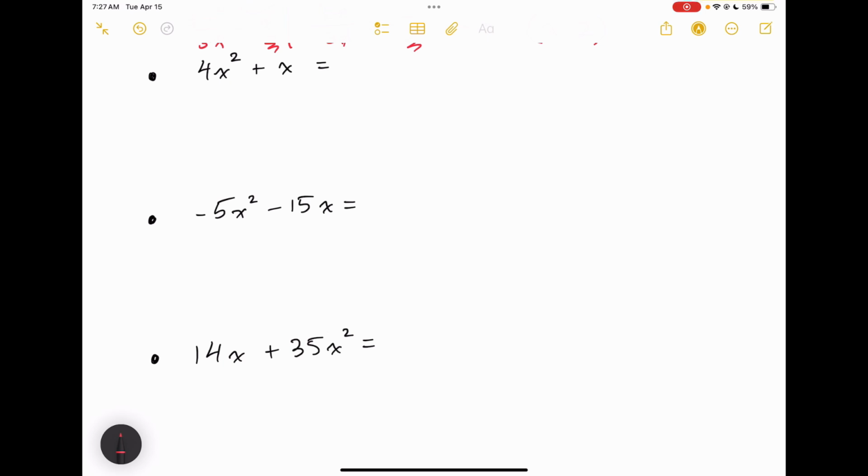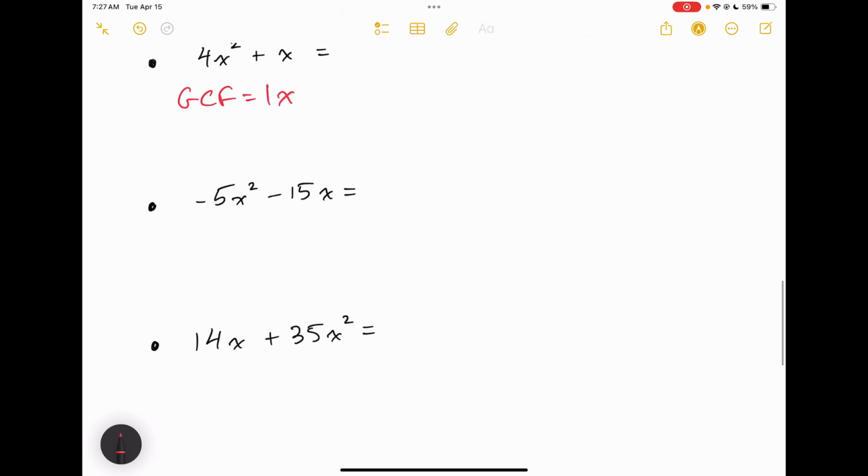Next up is 4x squared plus x. GCF of these terms. 4 and 1 only have a GCF of 1, and x squared and x, it's basically second nature right now. It's just x. Now we divide. 4x squared divided by x. 4 divided by 1 is 4. X squared divided by x is x. Followed by x over x is just 1.